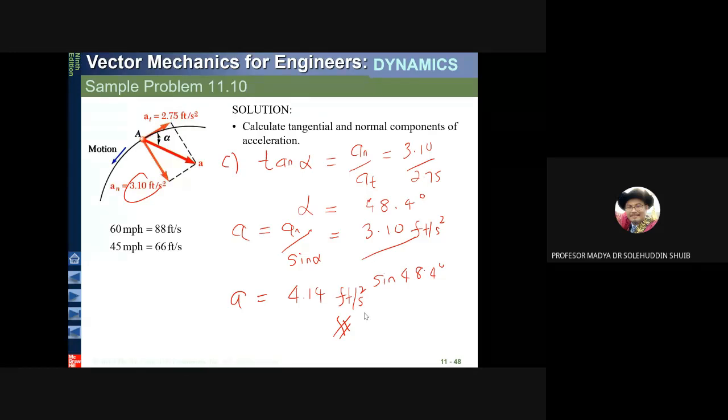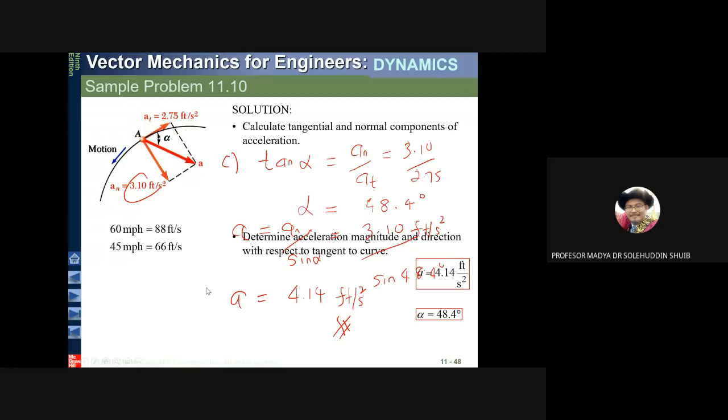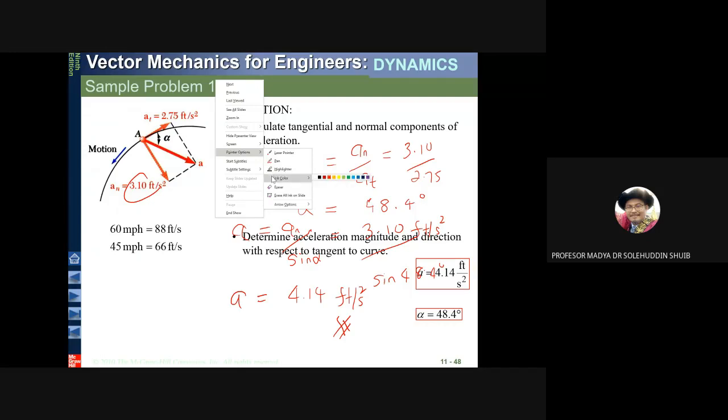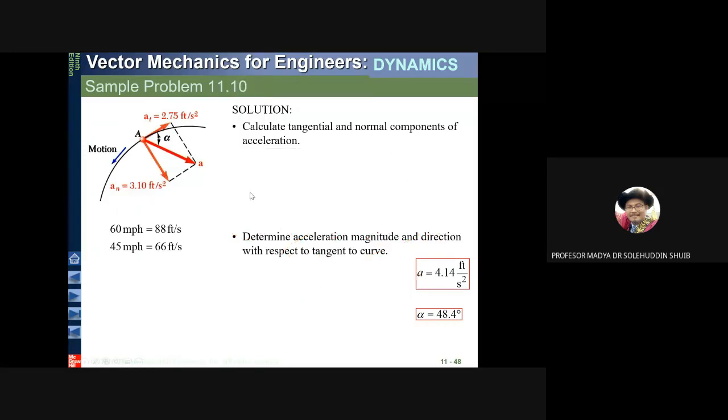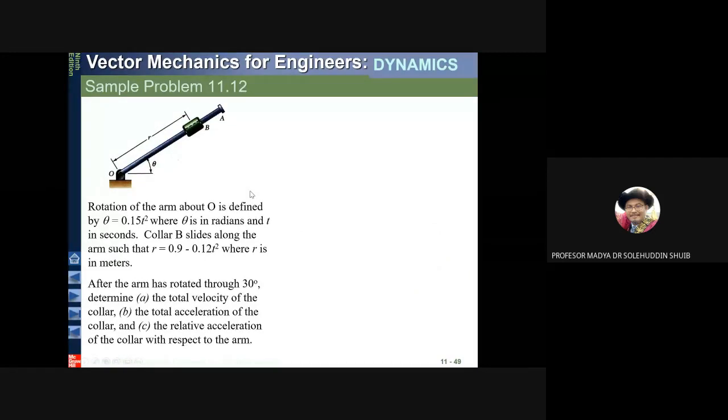So our next example, which is example 11.12, relates to a color problem. We have to refer to example 11.12. You can refer to your class note for this one.